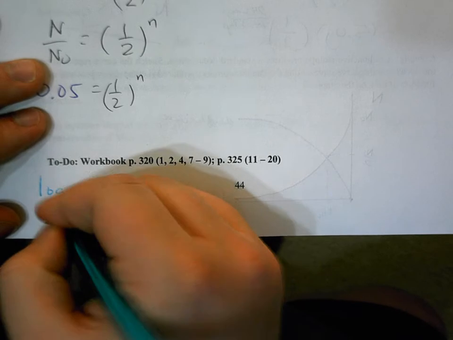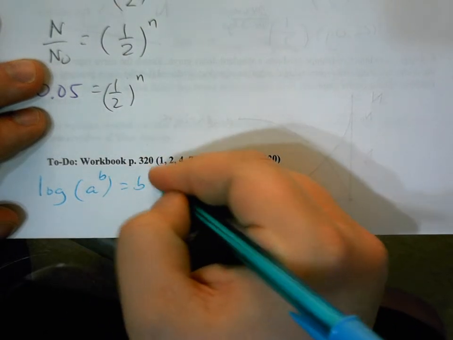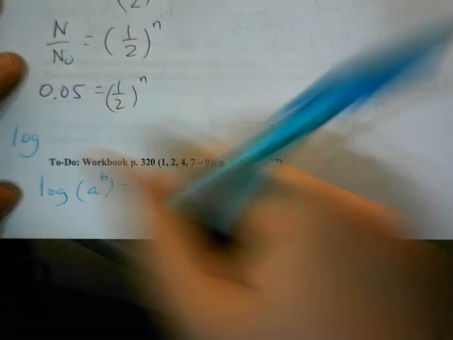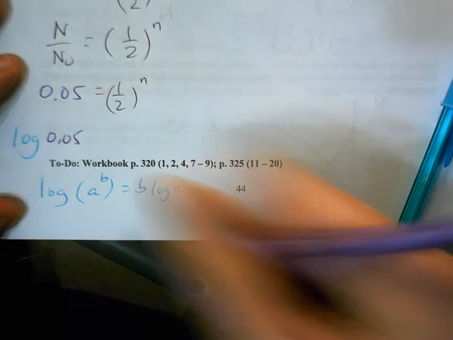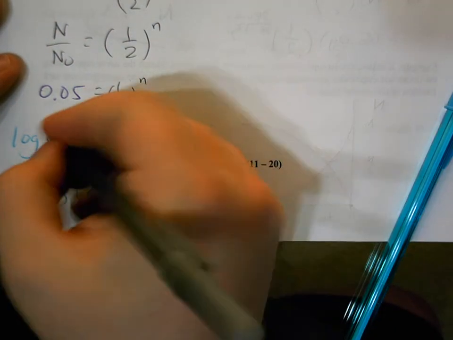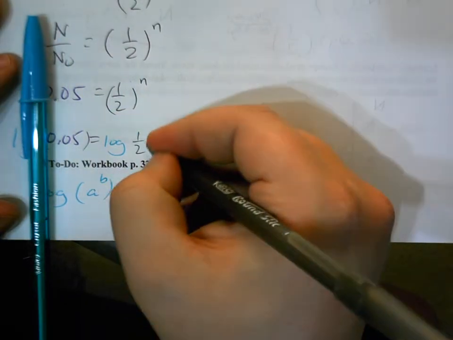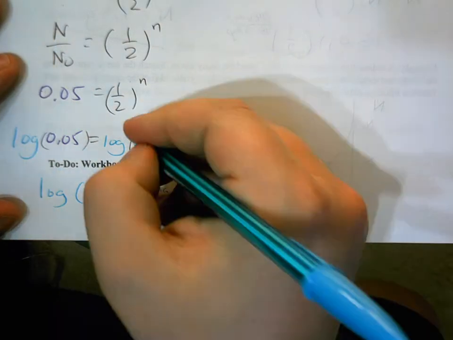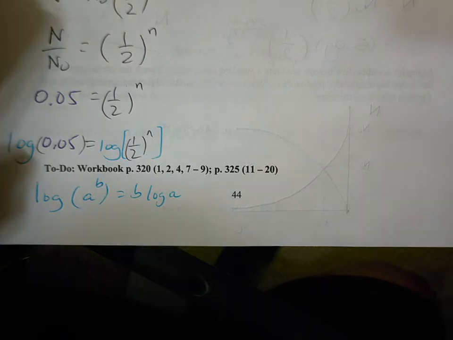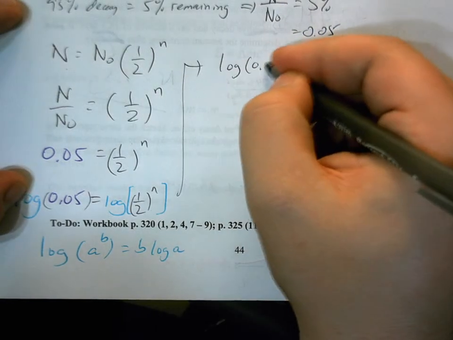So to refresh, the log, and I'm going to use log base 10, the log of a to the b is the same thing as b times log of a. So what we're going to do is take the log of both sides here. So I've got log of 0.05, and that is going to be equal to log of (1/2)^n. Not really much I can do right now. Log of 0.05, we can calculate that later.